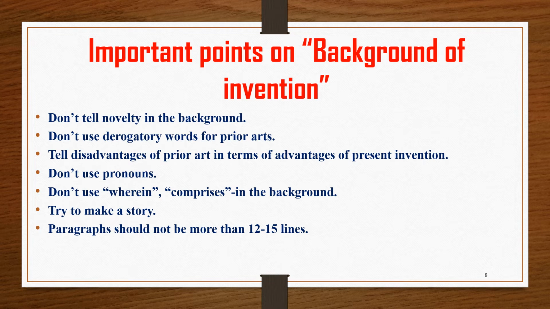Next one. Paragraph should not be more than 12 to 15 lines. So the limitation for the number of lines in a paragraph in this particular section of the complete specification is 12 to 15 lines only. Perfect. Let us proceed.